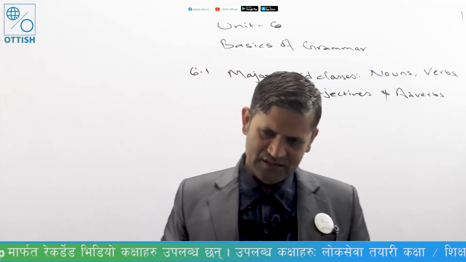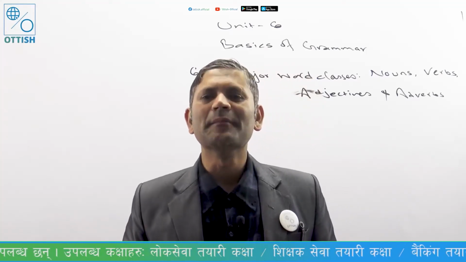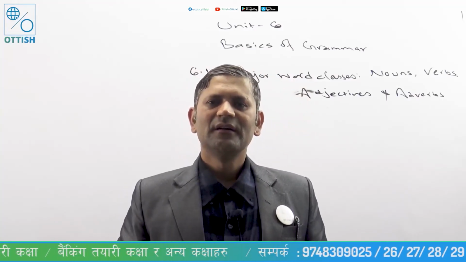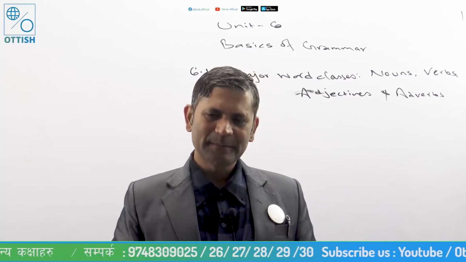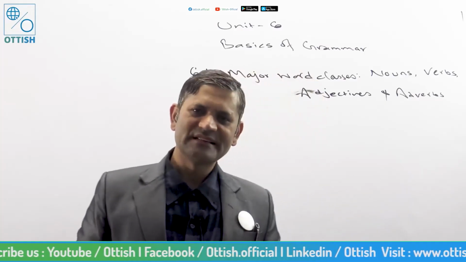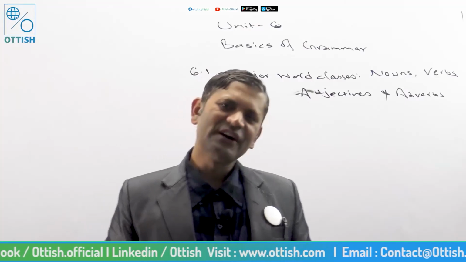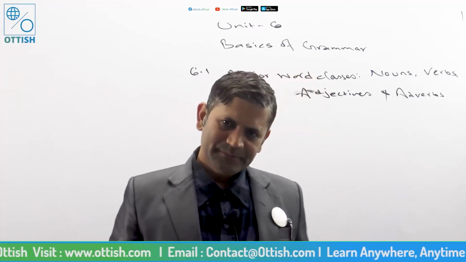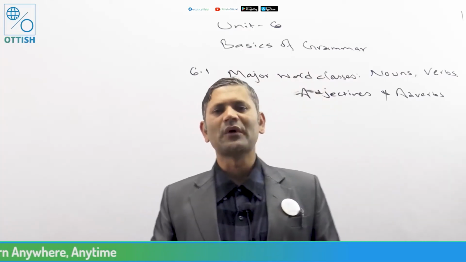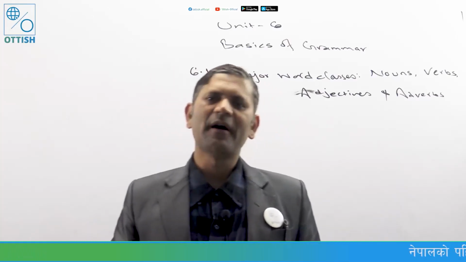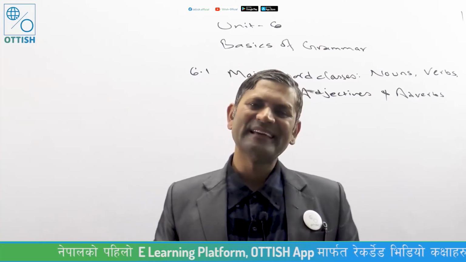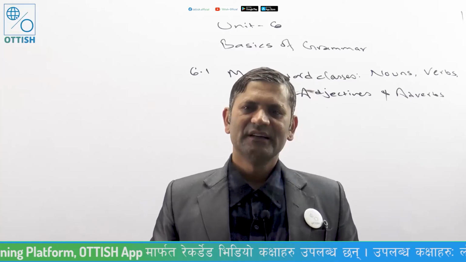For example, noun's function is to give the name of something. Verb's function is to show the action, to denote action. Adjective shows the quality of a noun. Adverb shows the manner of doing something. Adverb denotes the meaning of time, place, degree, modality.